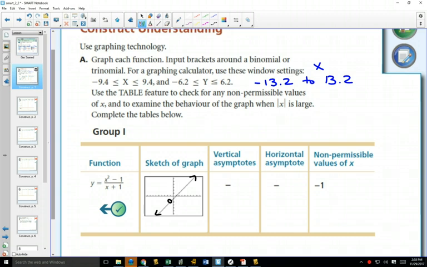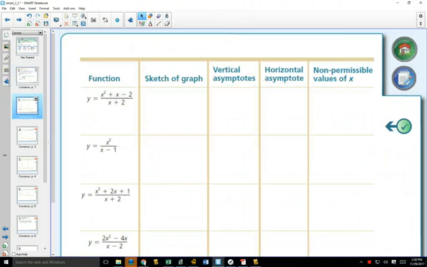And we could label that hole. That hole happens to be at negative 1, negative 2. And we're going to find out algebraically how we would find that hole. But right now, you're just going to estimate it by looking at the graph. So sketch the other 4 graphs as well.